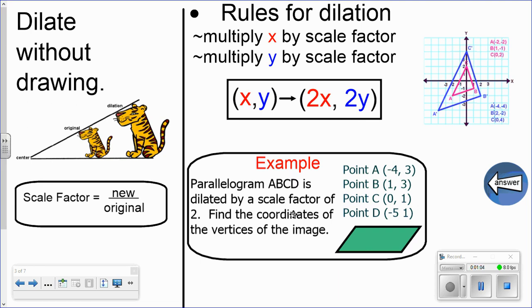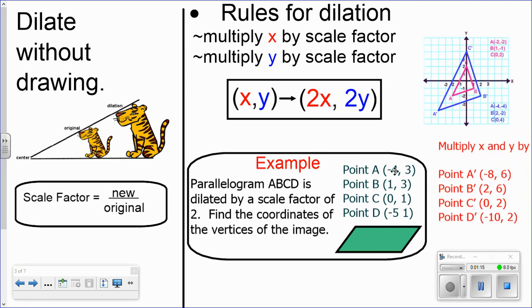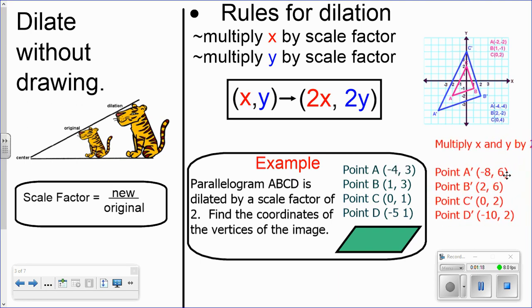So for example, parallelogram ABCD is dilated by a scale factor of 2. Find the coordinates of the vertices of the image. So point A is at (-4, 3), and point A prime would be (-8, 6). Point B, the original, is (1, 3). B prime would be (2, 6). I'm multiplying the x and the y by 2. C would be (0, 1), goes to (0, 2). And point D is from (-5, 1), goes to (-10, 2).